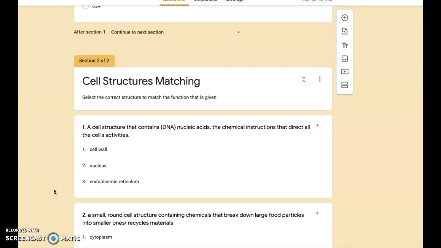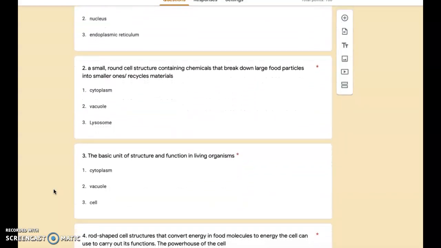Number 1, a cell structure that contains DNA, nucleic acids, the chemical instructions that direct all the cell's activities: cell wall, nucleus, or endoplasmic reticulum. Number 2, a small, round cell structure containing chemicals that break down large food particles into smaller ones, recycles materials. Is that cytoplasm, vacuole, or lysosome?